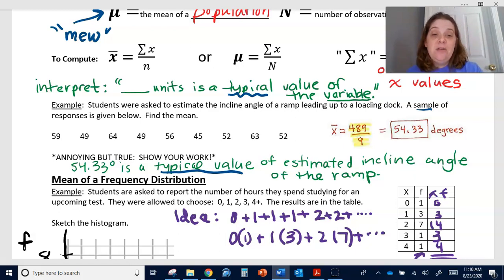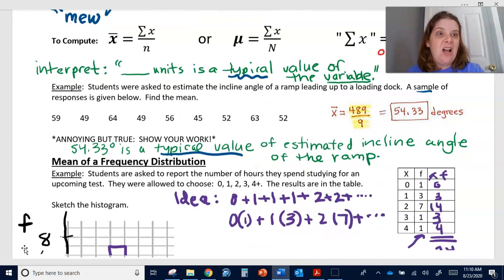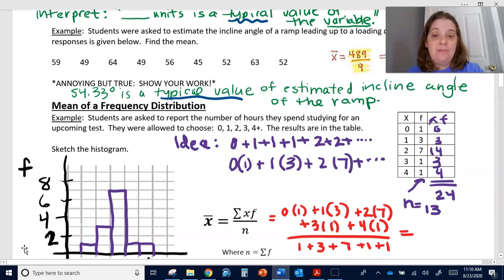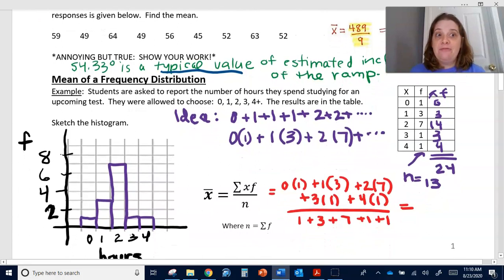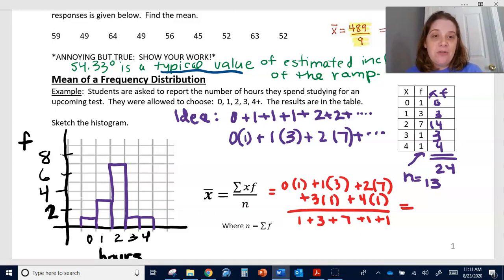Okay, so for this sample of students, 54.33 is the typical value of this estimated incline angle of the ramp. Now, sometimes when we go to do a mean, we may have lots of answers over and over that are actually the same thing. So one thing we may want to do is do the mean of a frequency distribution. So for example, students were asked to report the number of hours they spent studying for an upcoming test. They were allowed to choose 0, 1, 2, 3, or 4 or more. And the results are shown in the table.